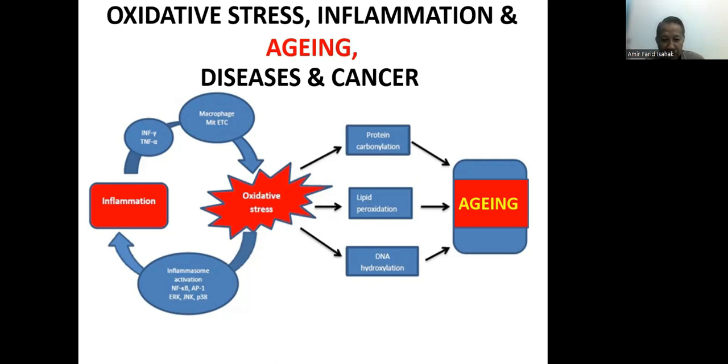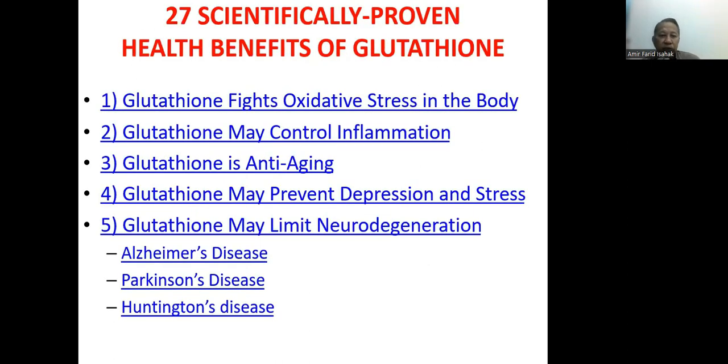So if you start at the starting point of oxidative stress, that is, you don't have enough antioxidants to fight your free radicals, then you end up with inflammation. Then inflammation will trigger more oxidative stress, and then in the end, these excess free radicals or oxidative stress will damage your proteins, damage your fats, damage your DNA, damage your mitochondria, and you end up with accelerated aging, diseases, including cancer.